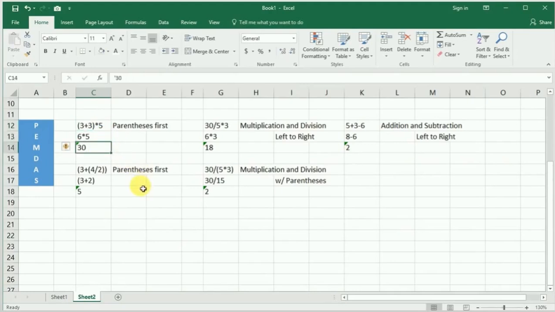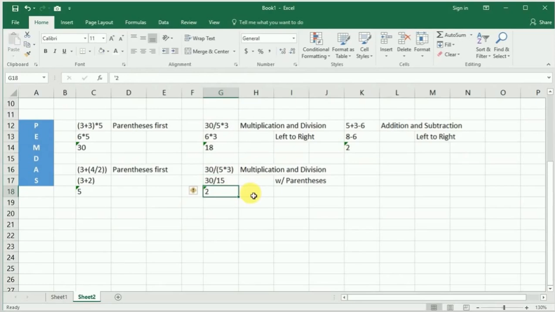The next initial in PEMDAS, E, stands for exponents. That will be discussed during a future session of Excel. Multiplication and division are evaluated next. In this example, going left to right, 30 divided by 5 equals 6, and then we'll take 6 times 3, which equals 18. If there were parentheses around 5 times 3, this would return a different result. 5 times 3 equals 15, and then 30 divided by 15 equals 2.